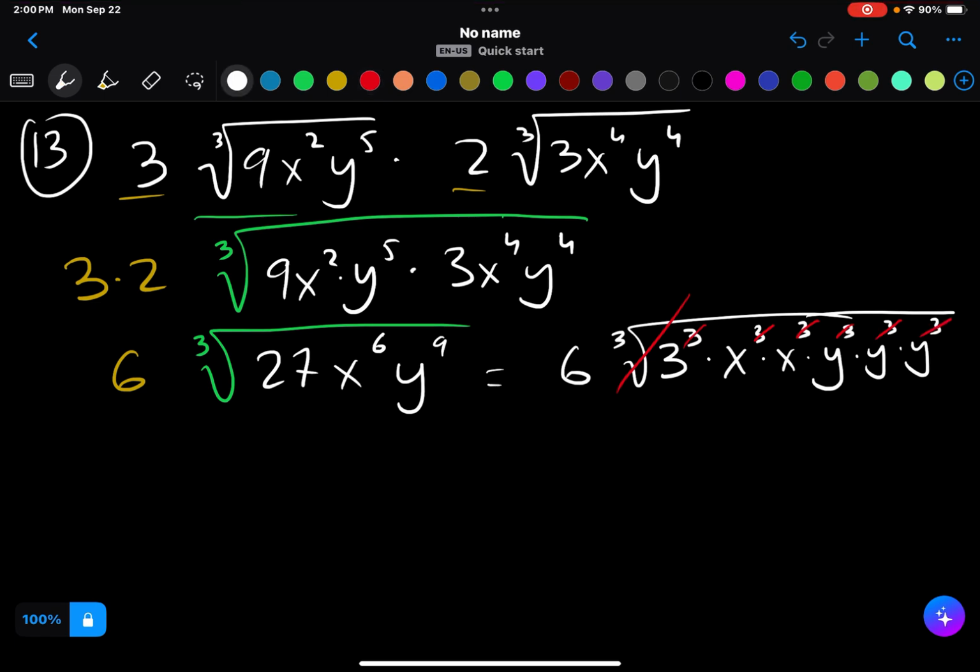So what are you left with? You're left with 6 on the outside, and then coming out is a 3x to the second because 2 x's come out, and y to the third because 3 y's come out. For the last step, multiply 6 times 3, and you're going to get 18x to the second, y to the third. And that is the answer to number 13. Let me know if you have any questions, and pause this if you need to. We're about to go to 14.